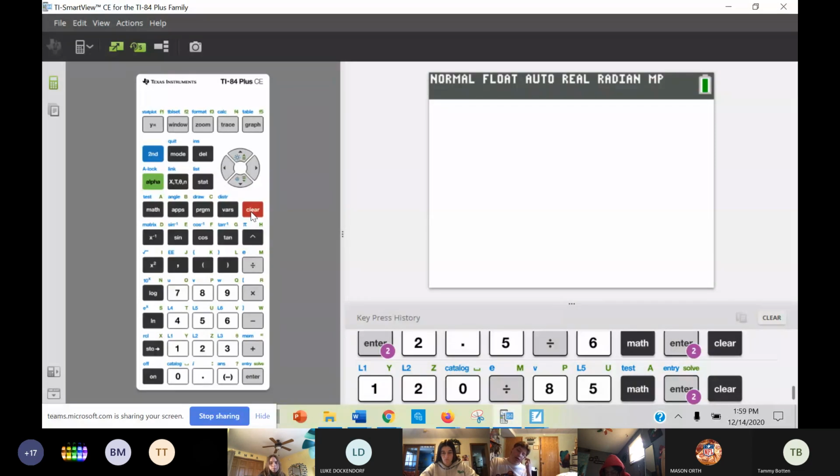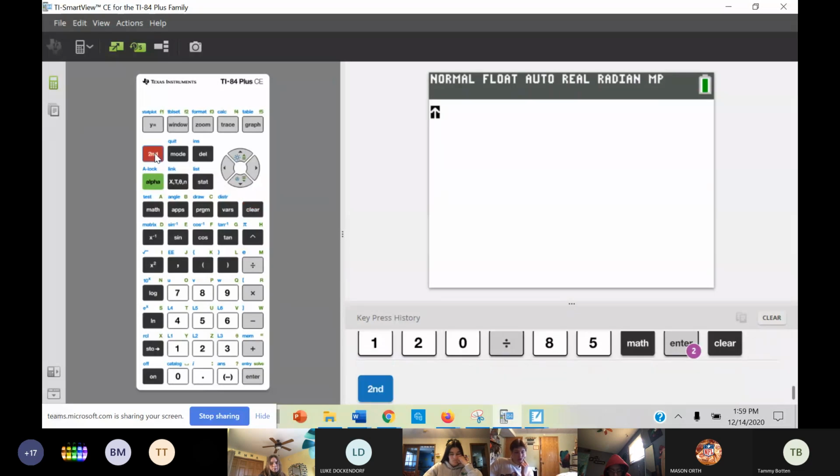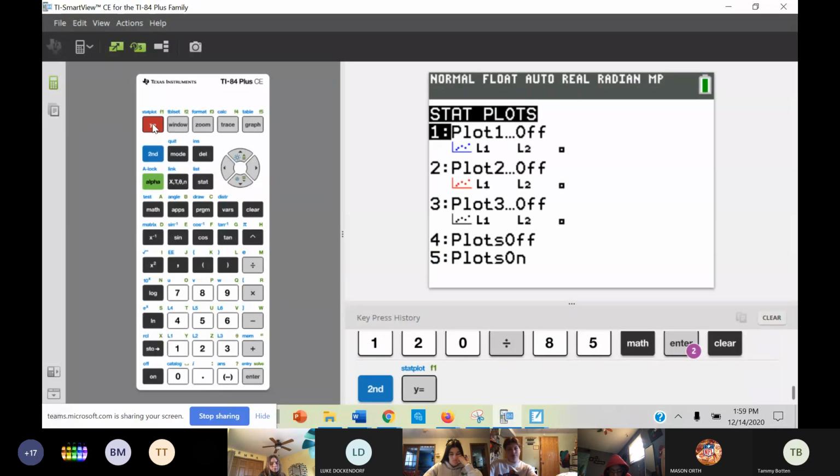And then go to your graphing calculator, and this right here is something you should only have to do once. But if you ever are getting an error when you go to graph lines, this is something to check. So if you hit your second key and then your y equals, you should get this. And one thing that happens is you'll have some stat plots that are on. We want to turn them off.